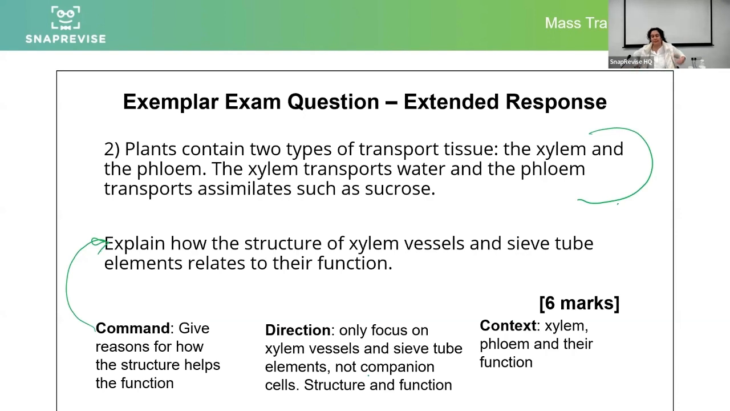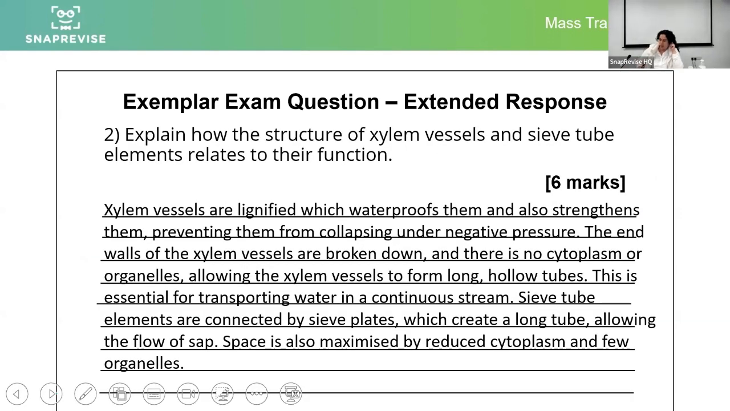Okay. Let's have a look at the answer together. So in order to be able to explain how their structures differ and relate to their function, we need to actually also do a bit of describing in this explain question. So how do we describe the structure? So xylem vessels are lignified, that is one mark right there, which waterproofs them and also strengthens them, preventing them from collapsing under negative pressure.